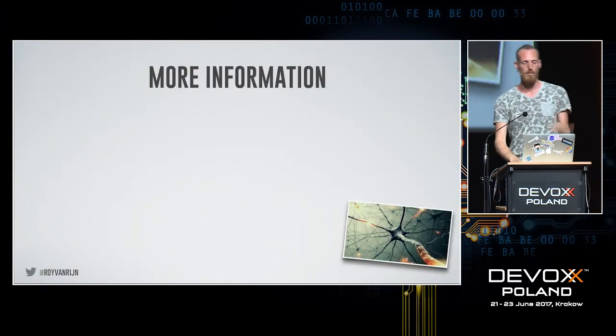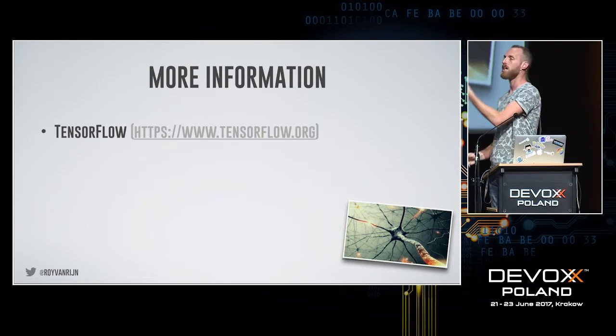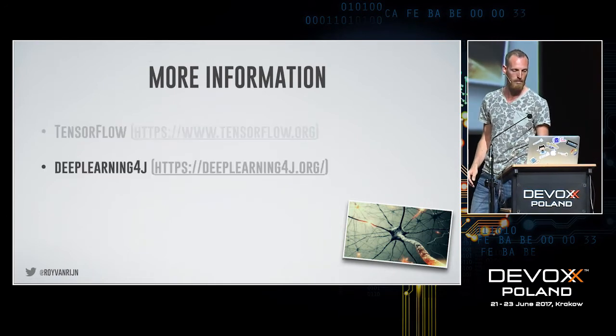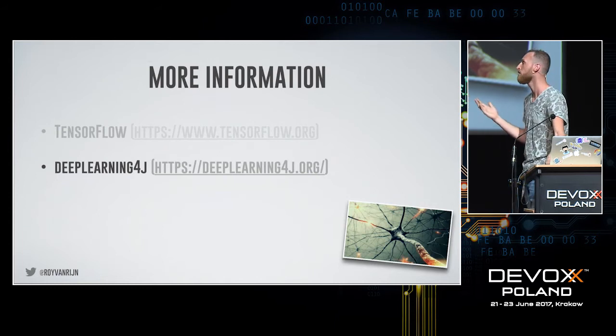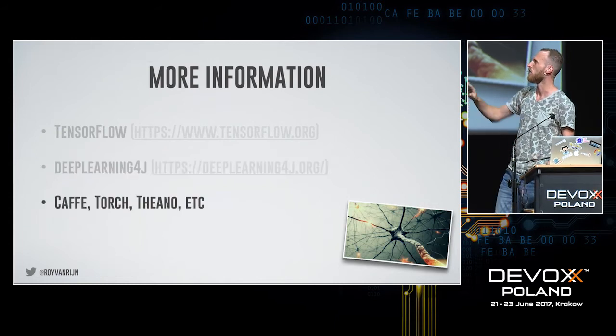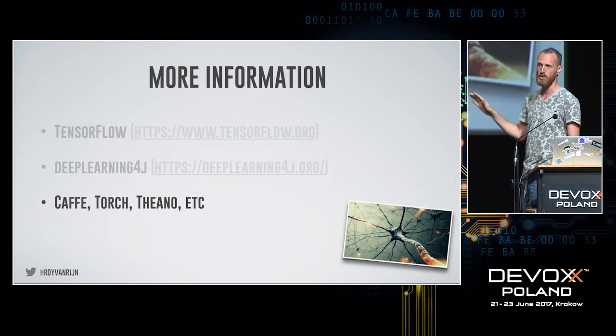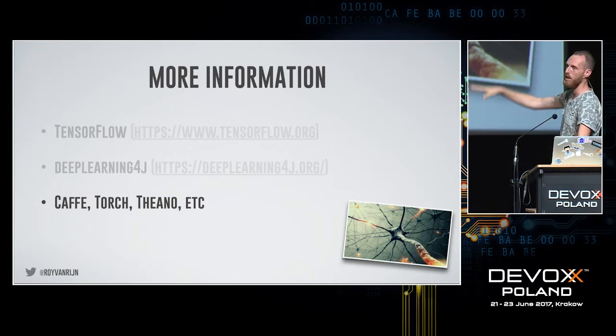If you want to learn more about neural networks, check out TensorFlow, which is made by Google, by the way. Or if you want to use Java, check out Deep Learning for J. And there are a whole lot of neural network libraries and frameworks you can use, for example, Caffe, Torch, Theano.